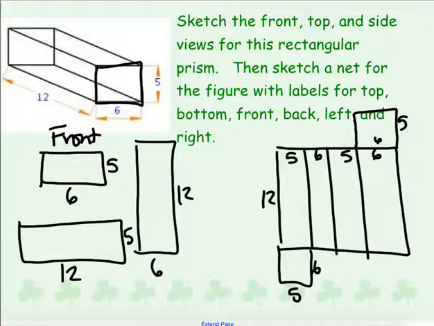Okay? Which means we can label all of these top, bottom, front, back, left, and right. So we could say this is the front, this is the back. Okay, if we say this is the front, this is the back, then this is the bottom. Okay, so connected there, 6 by 5, this is the bottom.